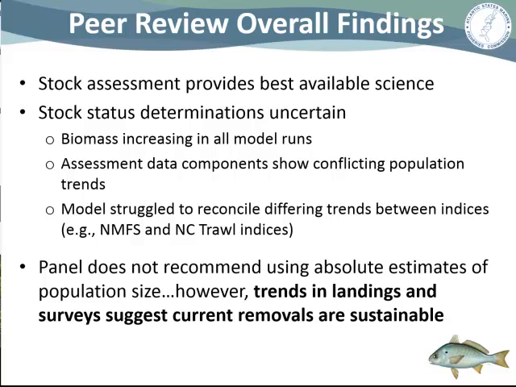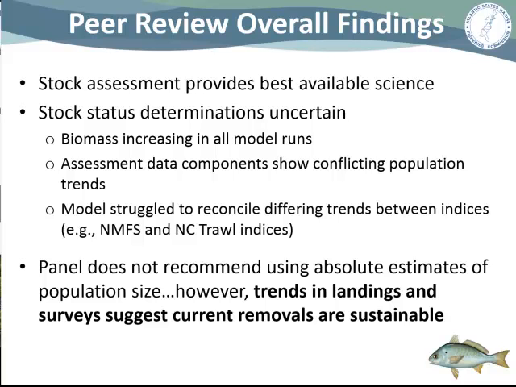However, they thought that the stock status determinations were uncertain, due essentially to conflicts in that the biomass was increasing in all the model runs, but the various assessment data components showed conflicting population trends, specifically the contrast between decreasing landings and increasing indices. And in some cases, the model struggled to reconcile the differences between indices.